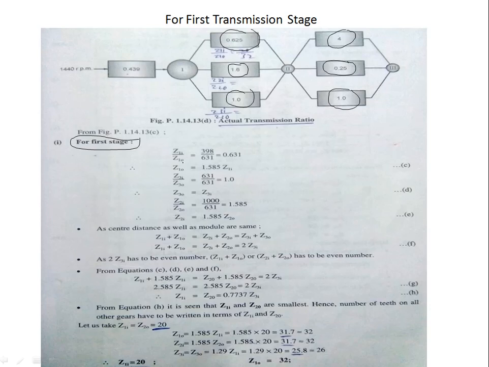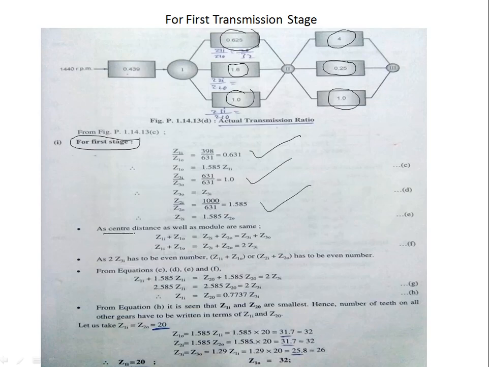So Z1 input upon Z1 output is equal to 398 upon 631. That ratio we have taken in the earlier slide. It is nearer to 0.631, and we take Z1 output is equal to 1.585 into Z1 input. We have to find out the same for Z3 and Z2.